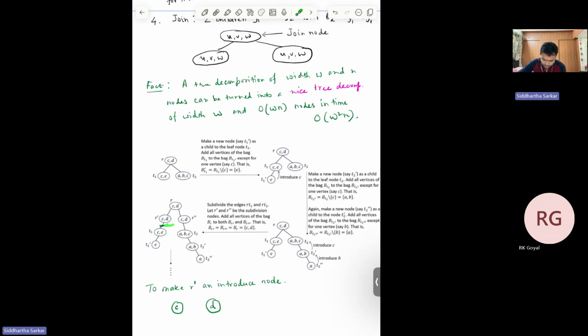So here, shall we introduce C or D? At which point? Between R dash and T1, we want to introduce a node. Oh, so yes. Including C would be beneficial because then one node will become the introduced node and the other one will become a forget node. Very nice. Yeah, that's exactly what we have to do.